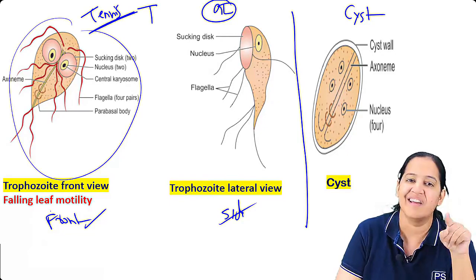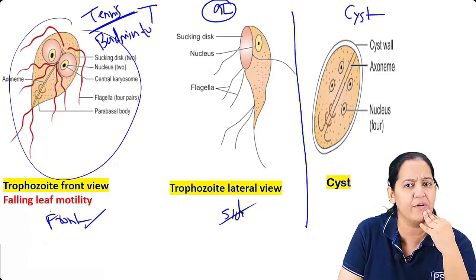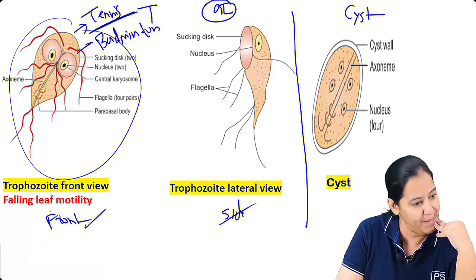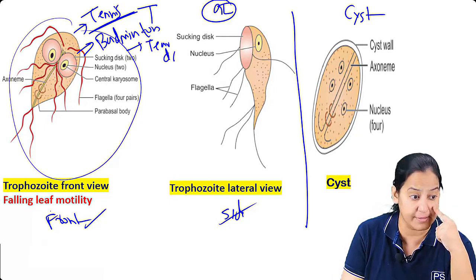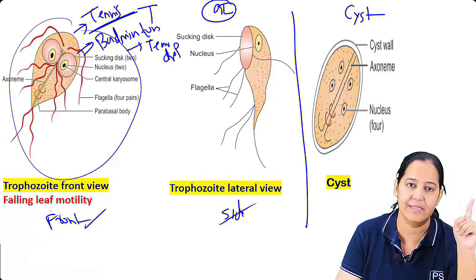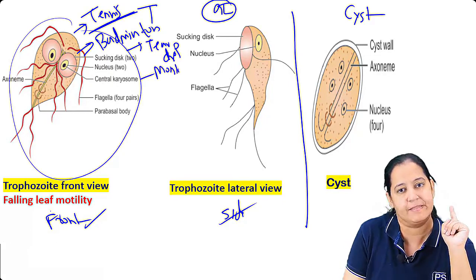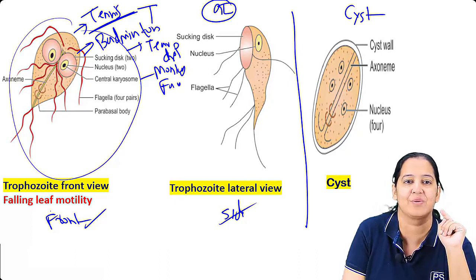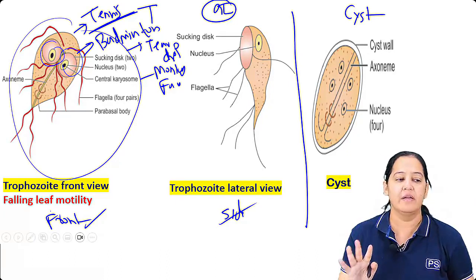Is it looking like a badminton racket? You will say, okay, it is looking like a badminton racket, tennis racket, badminton racket. Or else, is it looking like a teardrop, the tear of the eye? So yes, it is looking like a teardrop also. Is it looking like a monkey face? Yes, you can say it is looking like a monkey face also. You can see the eyes of the monkey face. So these are the four names given. So write down the shape.